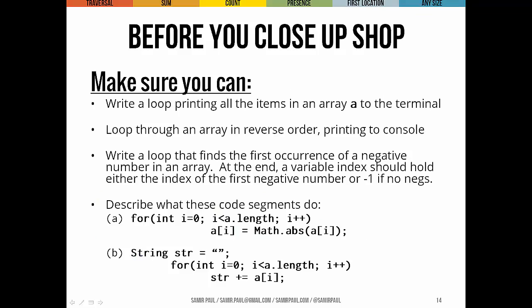Big things before you close up shop. Make sure you can write a loop that prints all the items of an array. Make sure you can do it backward too, so printing all the elements in reverse order. Make sure you can write some code that finds the first occurrence of a negative number in the array, or -1 if there are no negative numbers. And read these code segments. Make sure you can translate or identify what they do. Maybe make sure you can describe it in English. That's all for today.